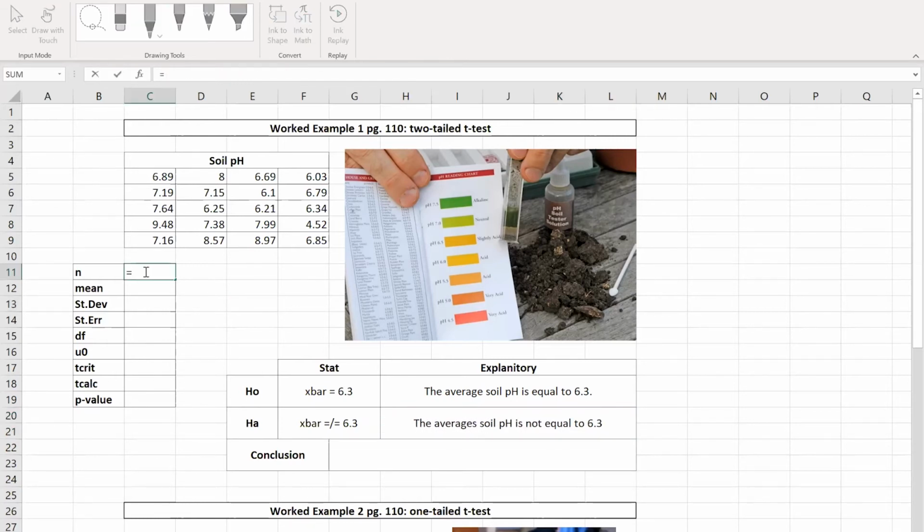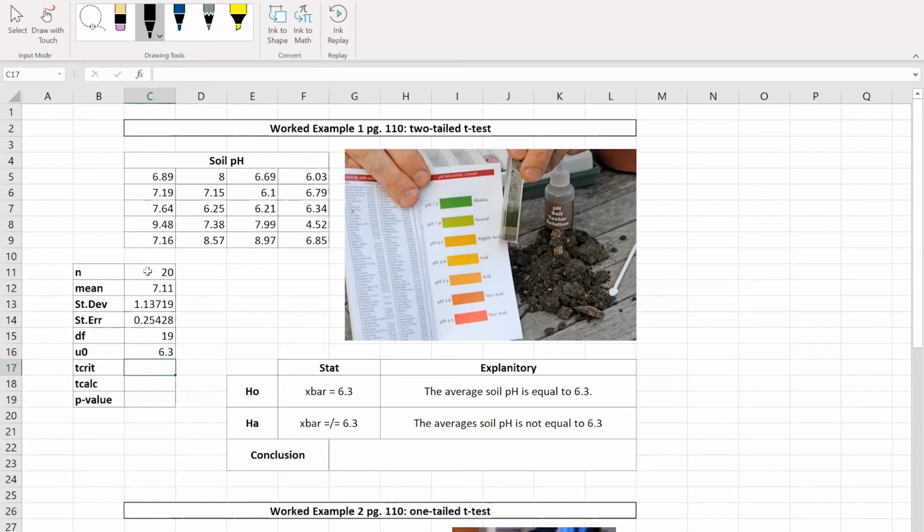So our sample size is equal to the number of samples we've taken. Our mean we calculate using average. Our standard deviation is calculated using the sample version for standard deviation. Our standard error is equal to our standard deviation divided by the square root of our sample size. Our degrees of freedom is our sample size minus 1. Our null mean is 6.3. We were given that in the word problem.